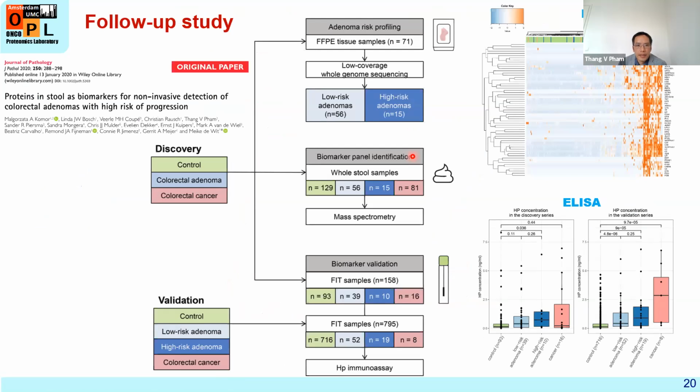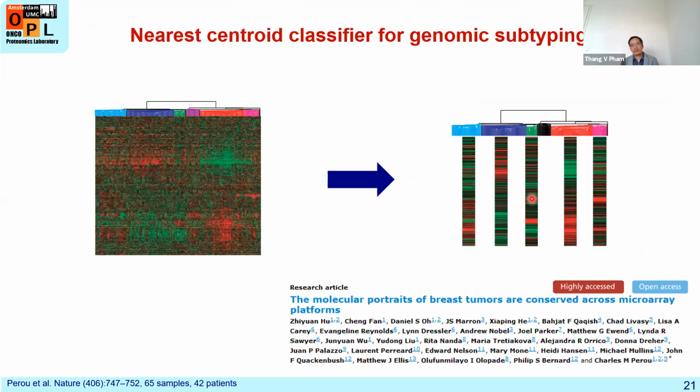And recently, we also performed a big validation of almost 800 samples. But we did not do that using mass spectrometry, but using a platform called ELISA, which is available in the hospital in most places. So that just gives you a flavor, an example of a study that we did.